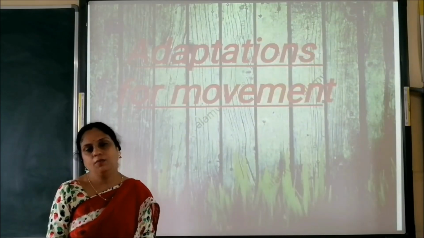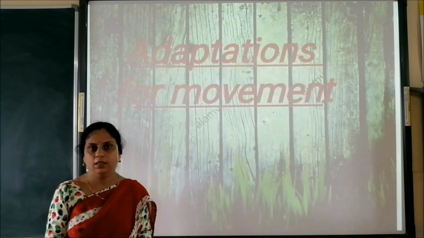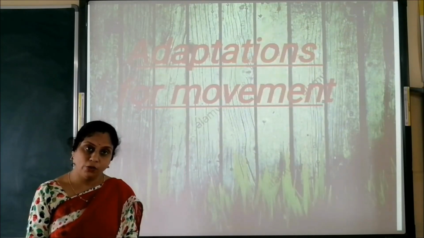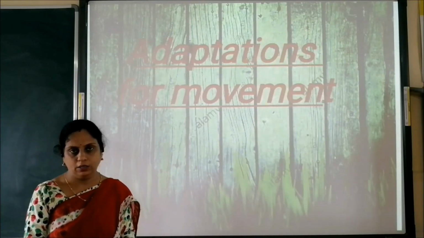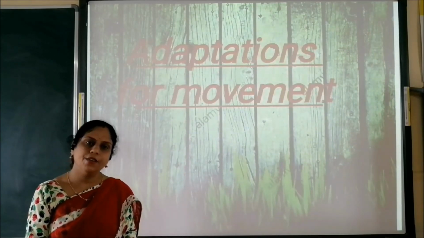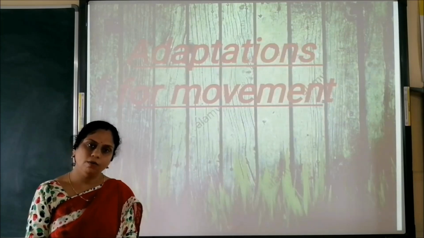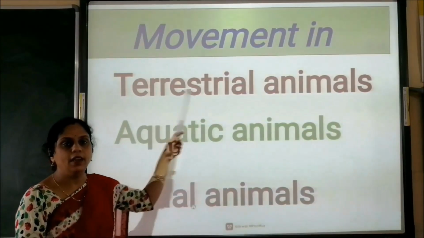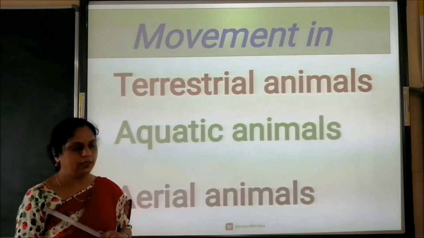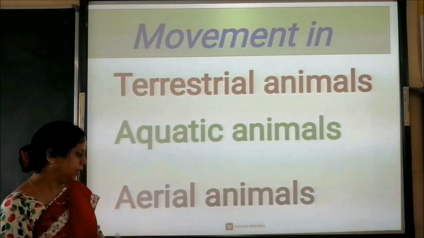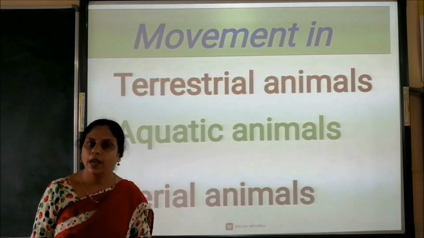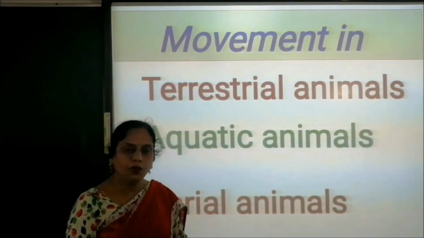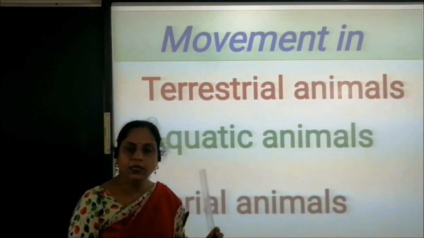You all know animals move from one place to another. This is called locomotion. They move in search of food, air, or water. So different animals have different types of adaptation for movement. So we will study here movement in terrestrial animals, means land animals, aquatic animals, means water animals, and aerial animals, means those animals which spend most of their time in the air. So we will discuss the movement in these one by one.